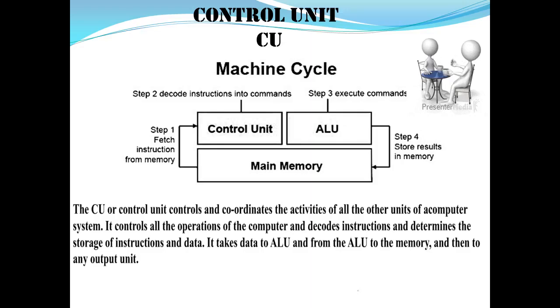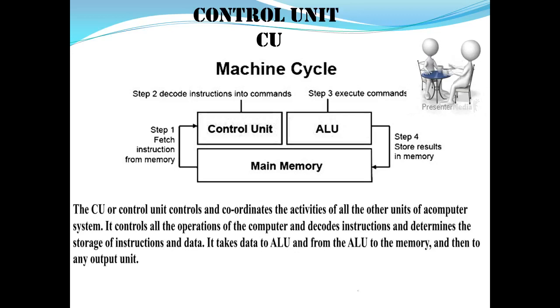And next, the control unit, CU. The control unit controls and coordinates the activities of all other units of a computer system. Coordinate means organize. So the main work of the control unit is to control and organize the activities of all other units of a computer system. The other units, except the control unit, are the arithmetic logic unit and the memory unit. So look at the picture.